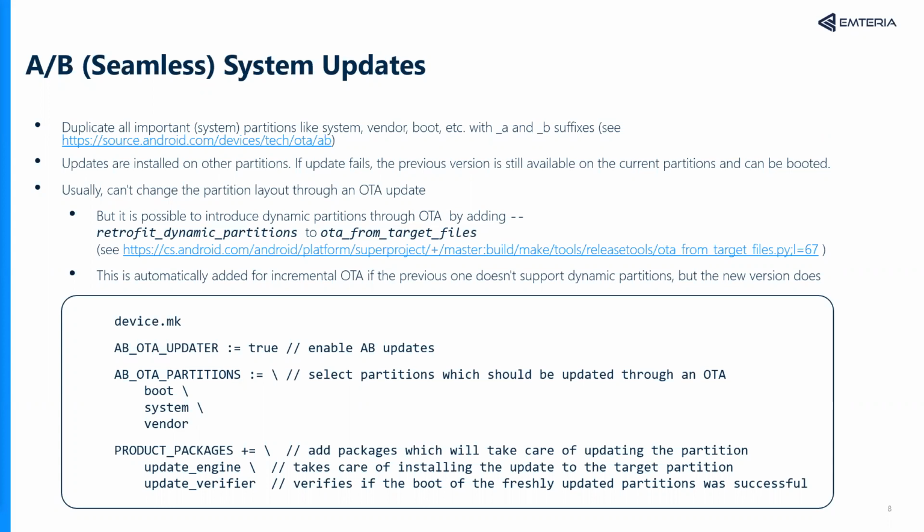So imagine you have booted from the partition system A, and now you would like to install an update to the system. What you can do, or what the update engine does for you, is that it basically downloads the update and installs it immediately to the partition with a different suffix.